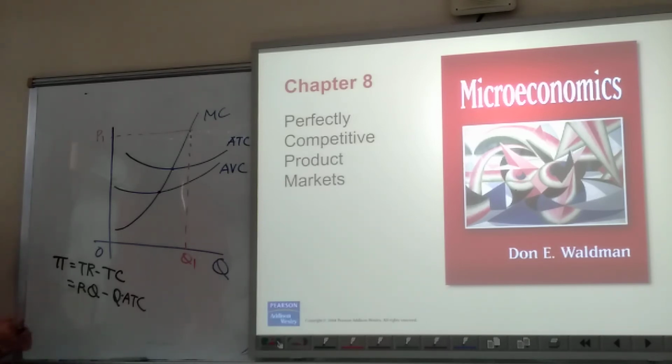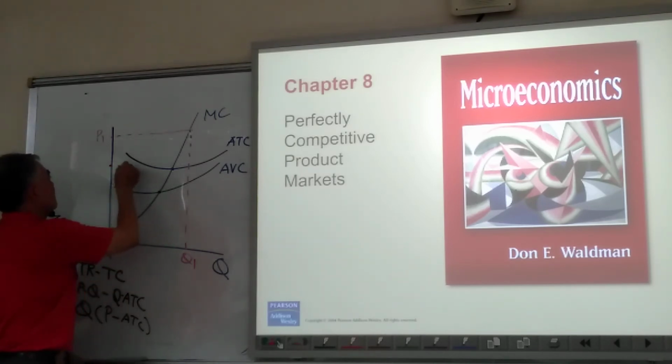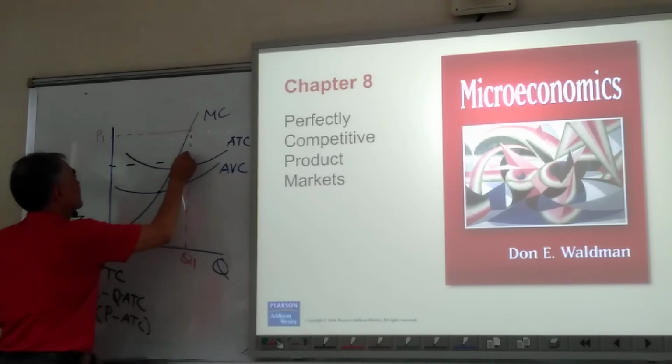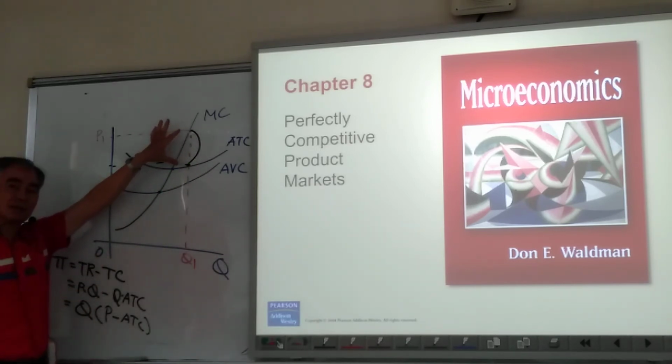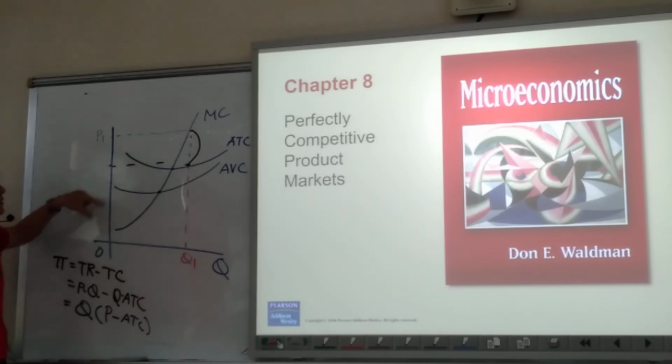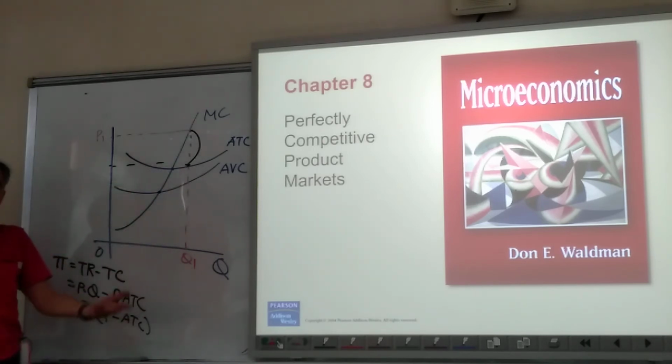So you can factor Q out, right? Q is here, here is P times ATC, right? So can you tell us, P is greater than ATC or less than ATC? Greater. So it makes per unit profit here. So here is per unit profit, and here is the total cost, and here is the total revenue, right? And so you have a profit.